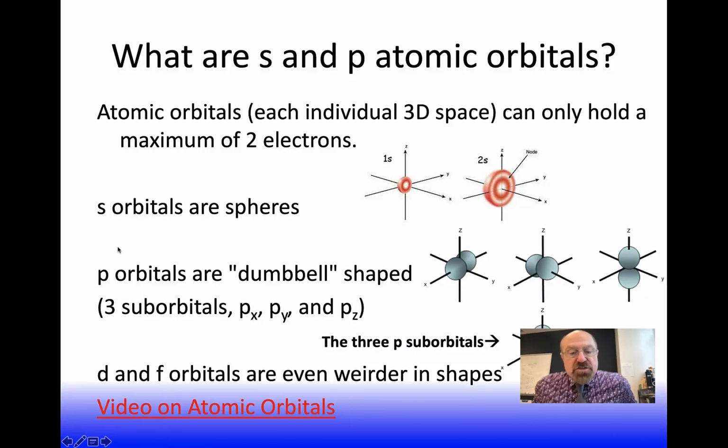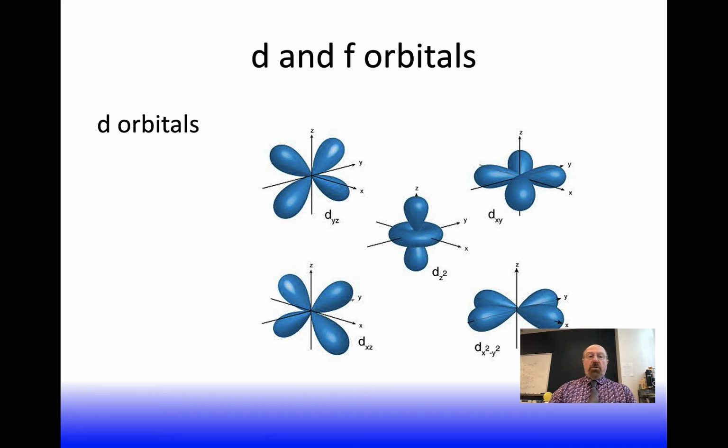That's pretty much the activity that I did in class with the balloons. If you look around the classroom, you can see the balloons, labeled just like in the video. Now, this is what the d orbitals look like. You do not need to know the shapes of the d orbitals. You do need to know the shapes of the s and p orbitals.